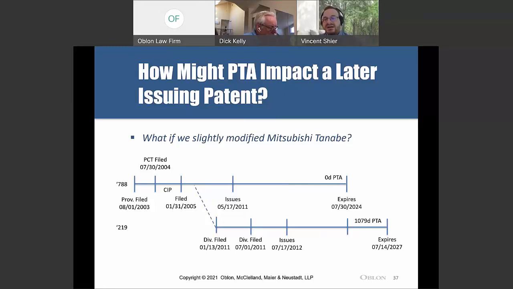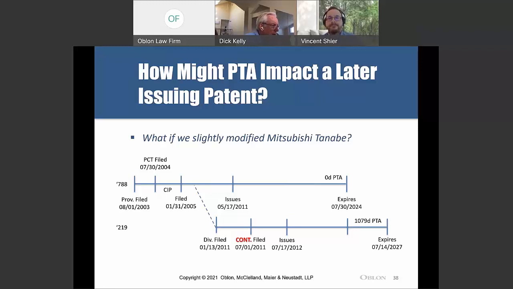So what if we did change one of those divisionals to a continuation? Let's say, and so now we can't avail ourselves of the protections under Section 121. Dick, how do you think this might play into it? What do you think the outcome might be after seeing these cases?